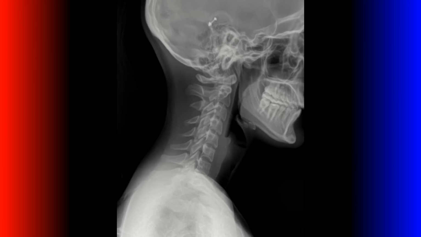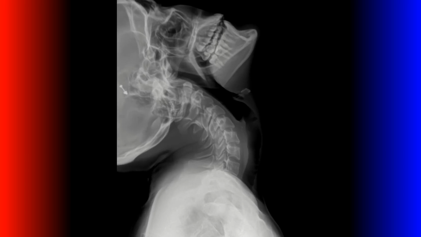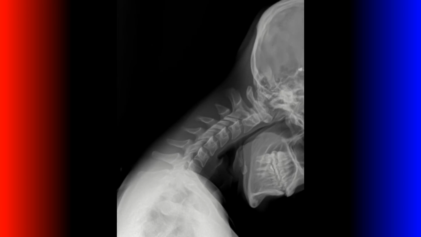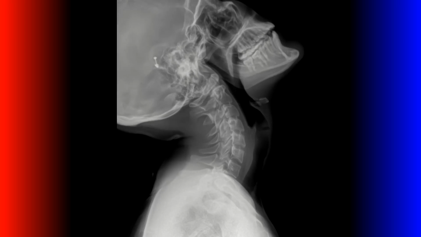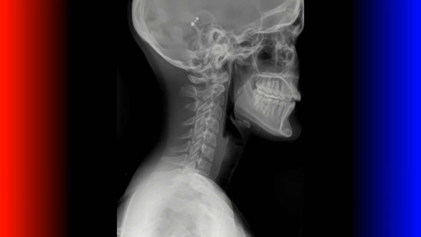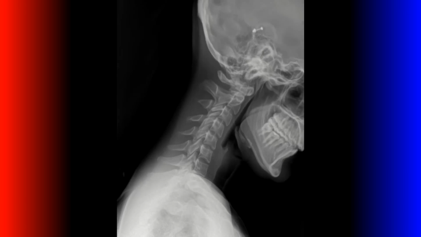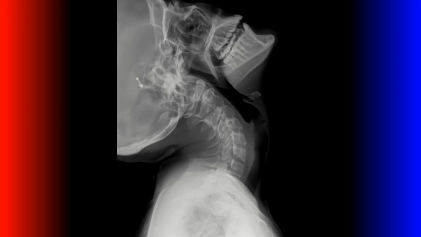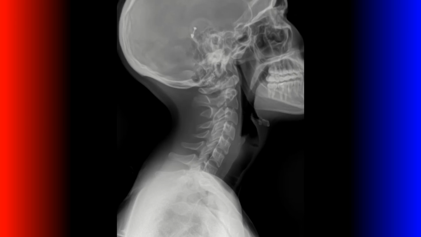So these images are digital motion x-rays looking at lateral flexion and extension of the cervical spine. And vertebral instability is known as greater than 3.5 millimeters of translational hypermobility with flexion and extension. So that's what we're looking for with this type of motion study.